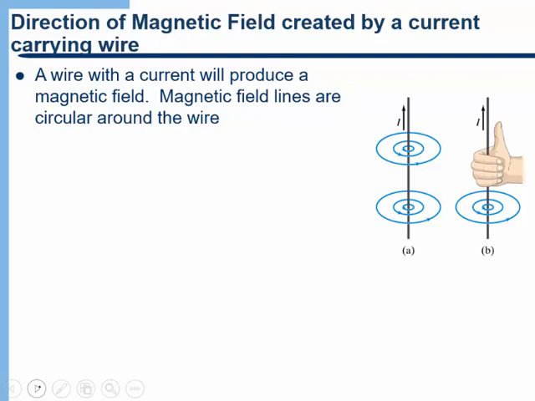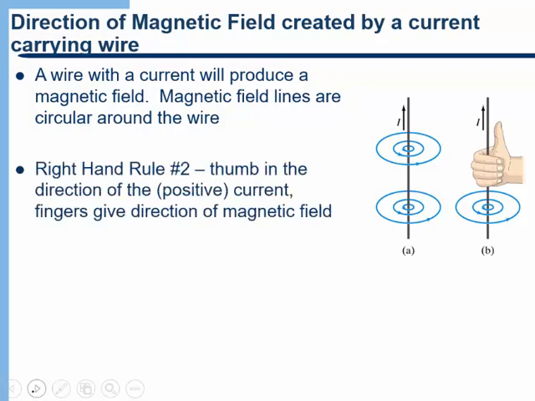And so in order for us to remember that, we're going to introduce right-hand rule number 2. Right-hand rule number 2 says if you want to figure out the direction of the magnetic field created by a current-carrying wire, put your thumb in the direction of the current, and then your fingers will show you the direction that the magnetic field goes around the wire. Notice how your fingers curl around the wire in the direction of the magnetic field. So that's right-hand rule number 2. Put your thumb in the direction of the current, your fingers show you how the magnetic field curls around the wire.